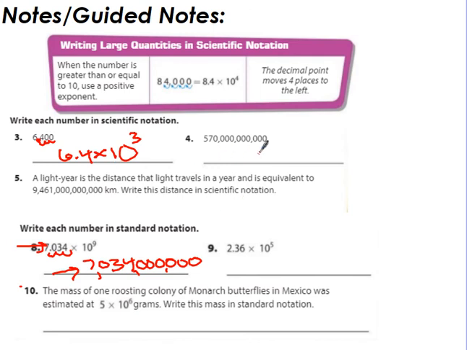So, for this one, try it on your own. See if you can write this number in scientific notation. Just try it, see how you do. See if you can count how many spots and put the decimal in the right spot.